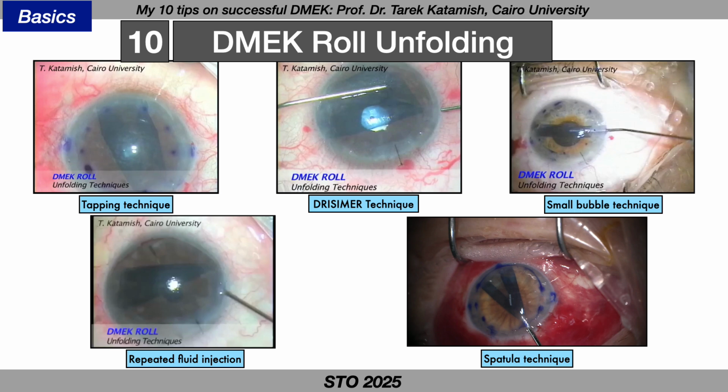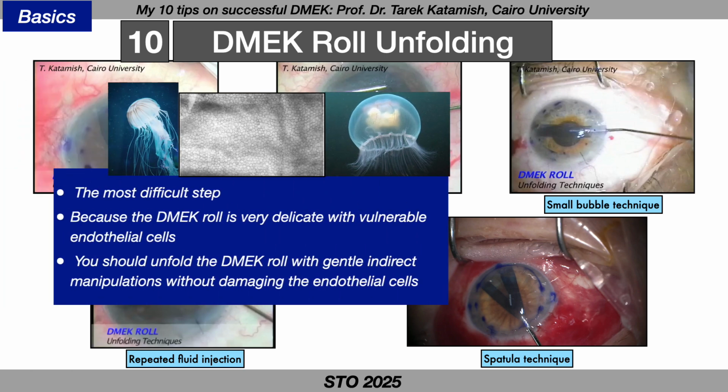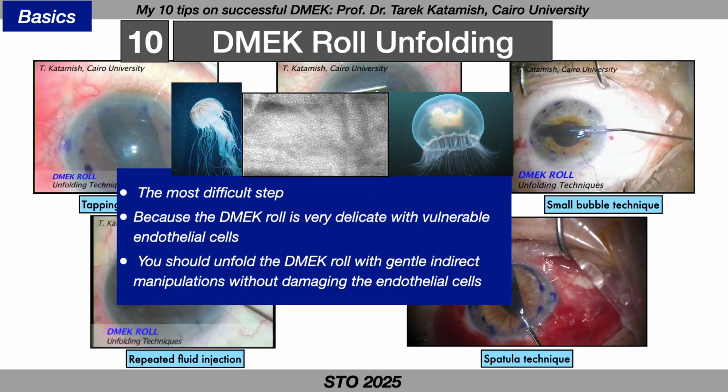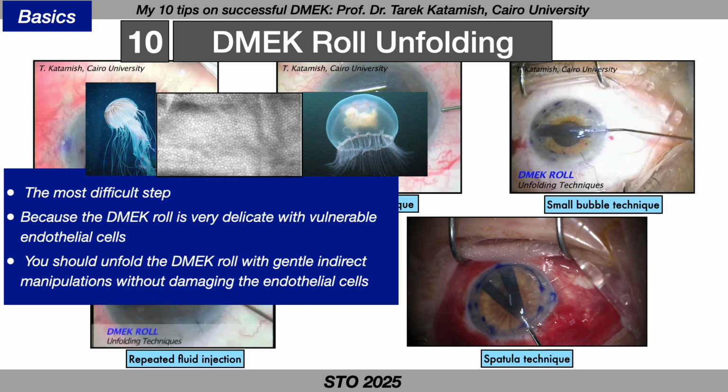DMEK graft unfolding techniques. This is the most difficult step because the DMEK tissue is very delicate with vulnerable endothelial cells. You should unfold the DMEK roll with gentle, indirect manipulations without damaging the endothelium.